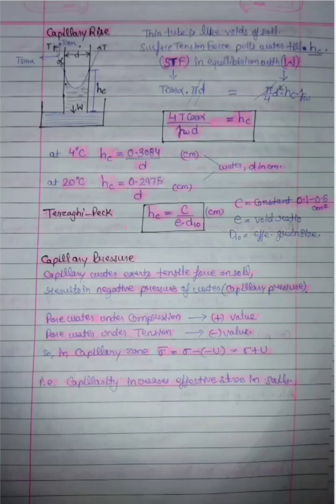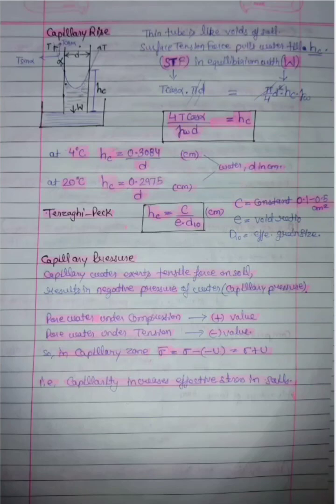Now for water, there are two special cases. At 4 degrees centigrade, the height of the capillary rise is given directly by hc equal to 0.3084 divided by d. This will give you the capillary rise in centimeter. Also at 20 degrees centigrade, the capillary rise can be found by 0.2975 divided by d. So again you will get the capillary rise in centimeter.